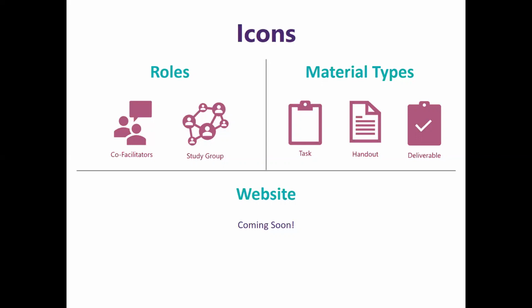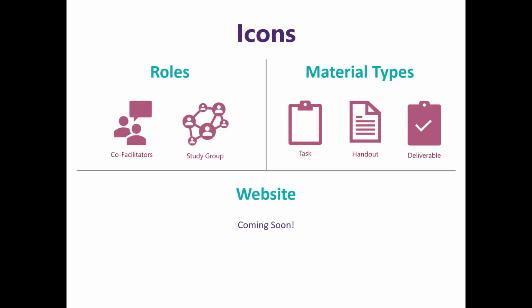There are also 3 key icons for the types of materials being utilized in this process. These are shown to the right. The task icon is used to indicate documents for co-facilitators. They explain what needs to be completed for each step in the process. The handout icon is used for both co-facilitators and study group members. These documents offer additional context or reference information for select steps. The deliverable icon includes tools and templates for activities that need to be completed by the co-facilitator and/or study group members.